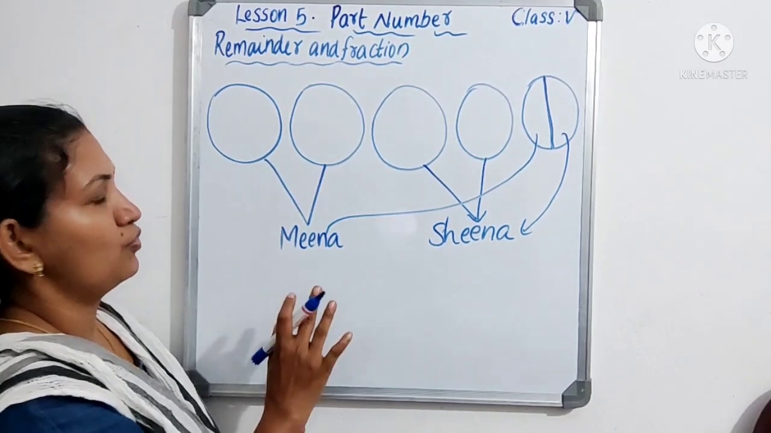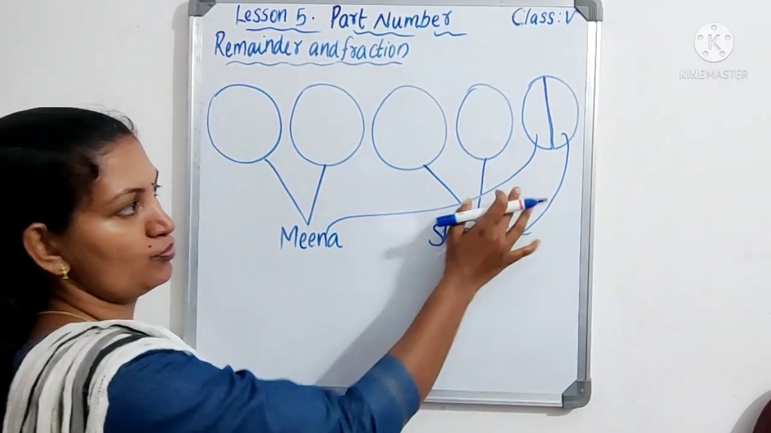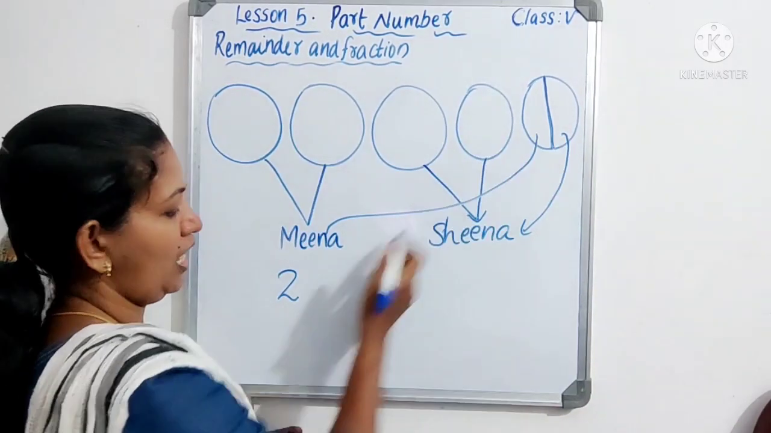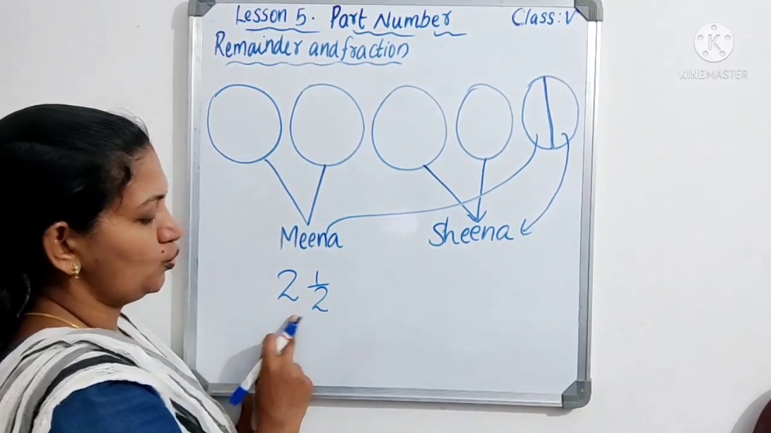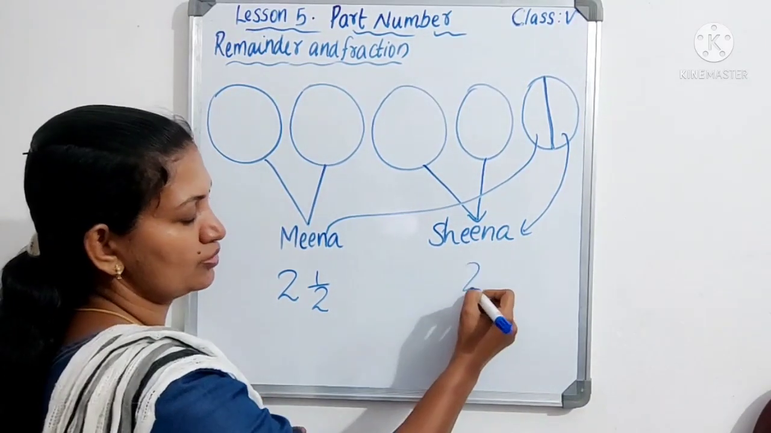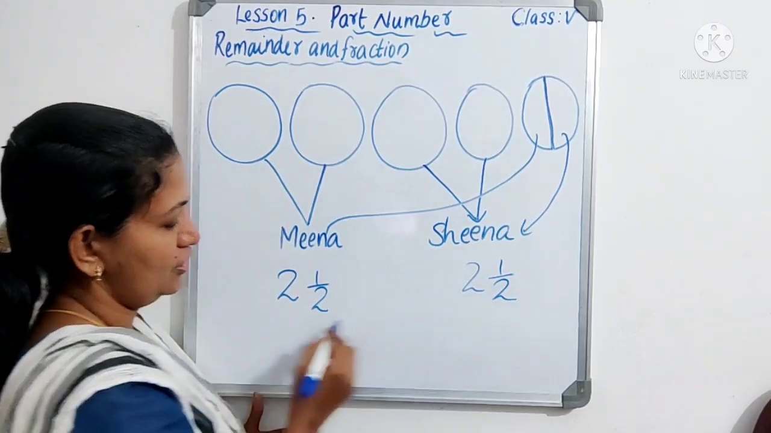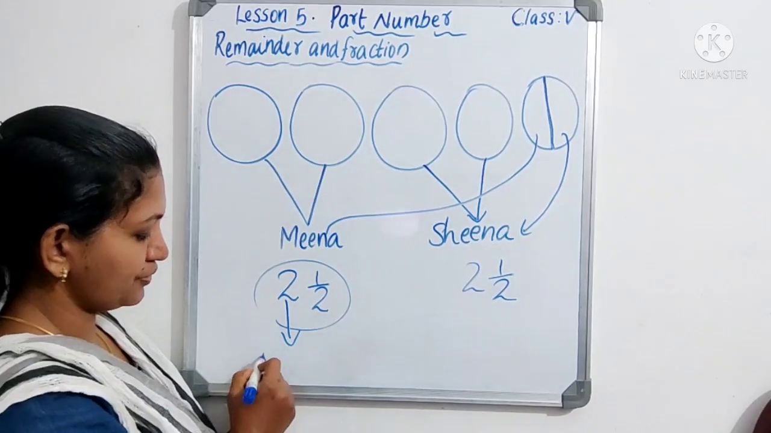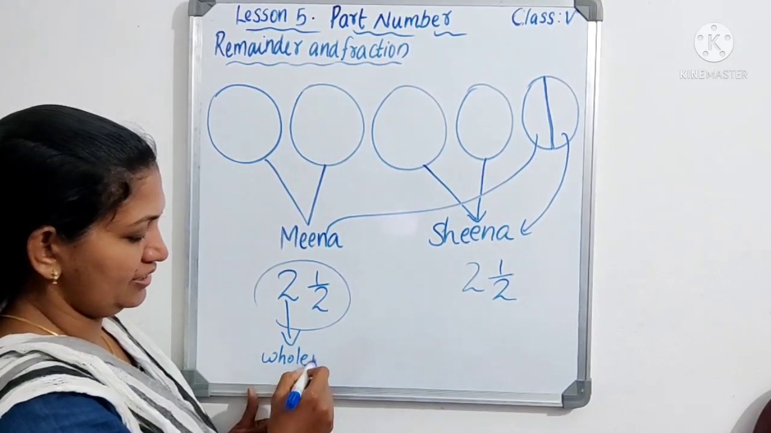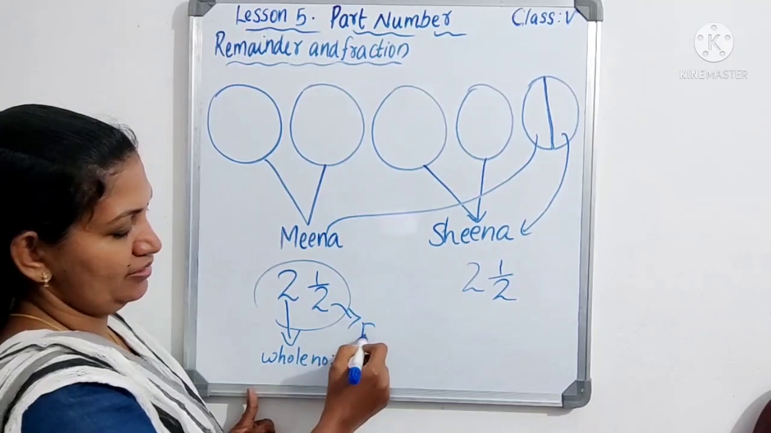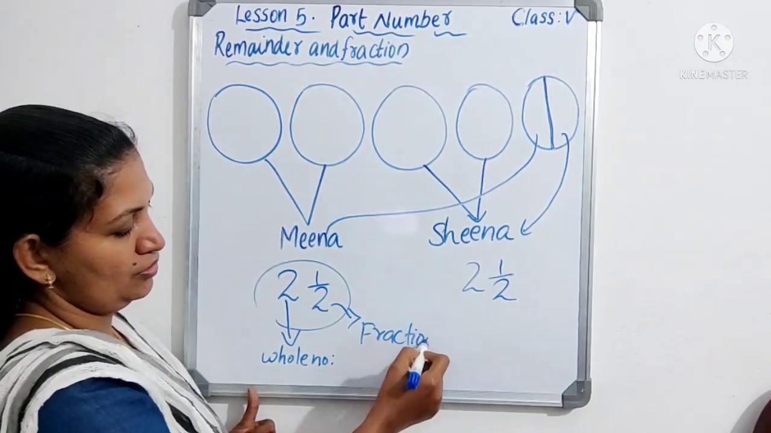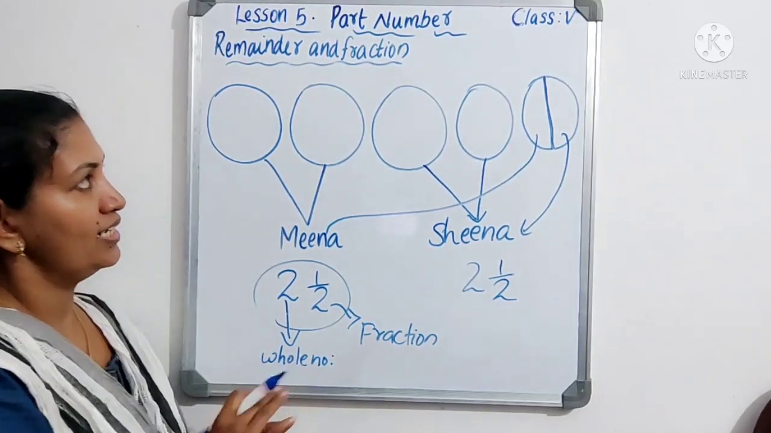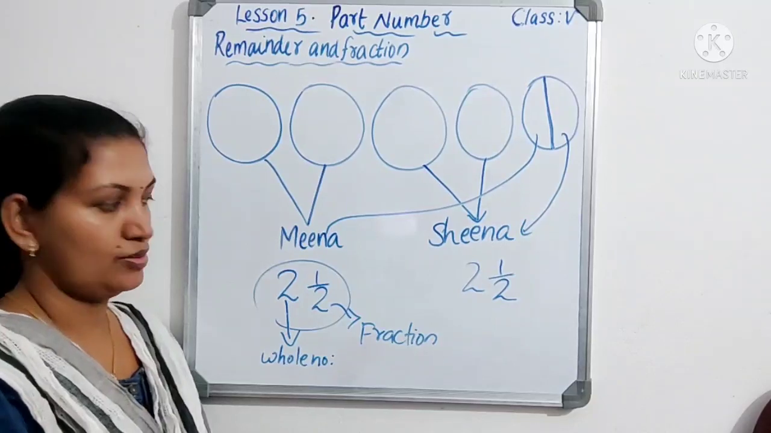This we can write in the form of a fraction, that is 2 whole cakes and 1 half cake. So how can you write it? 2 and a half. Sheena also got 2 and a half cakes. So this number we wrote in the form of a whole number and a fraction: this is the whole part and this is the fractional part. Today let us discuss some math problems related to this.